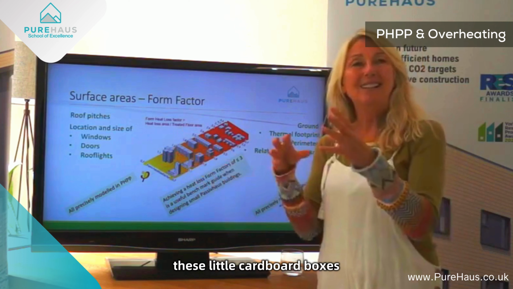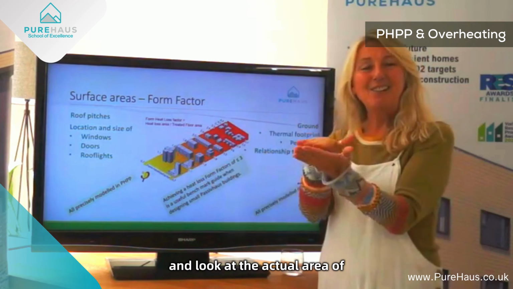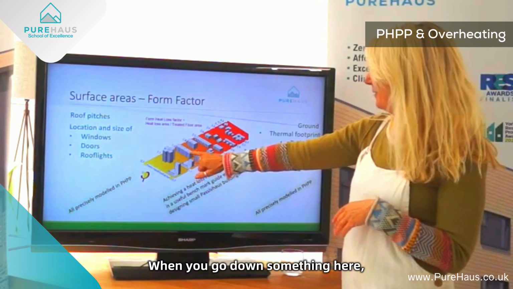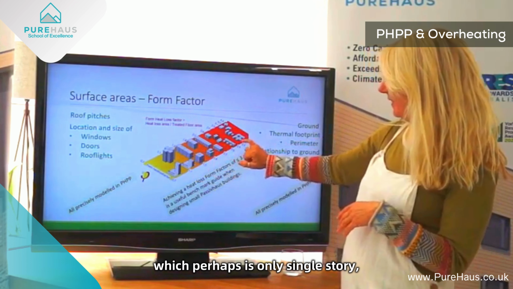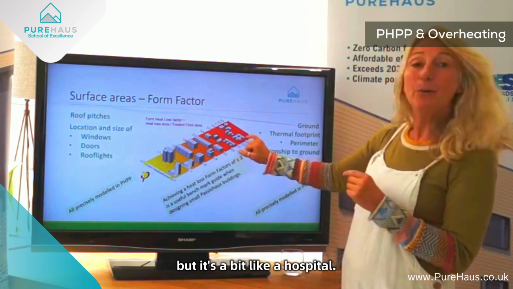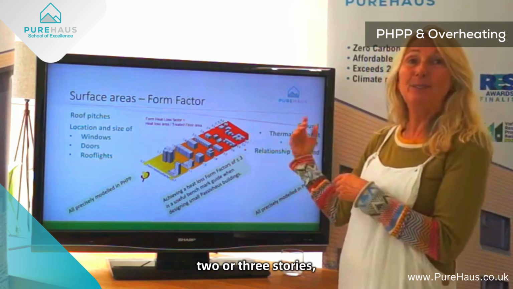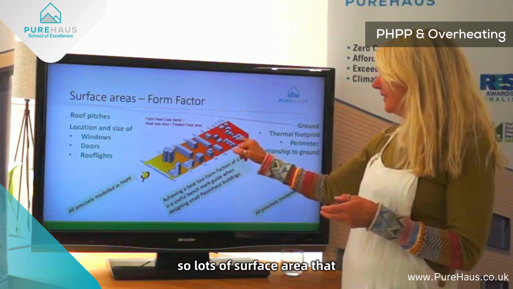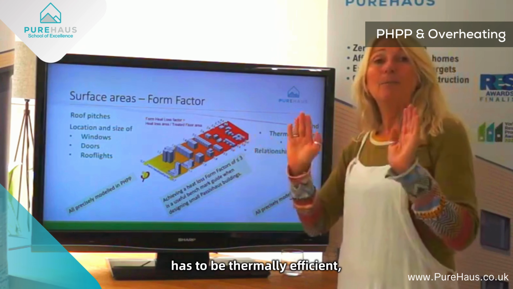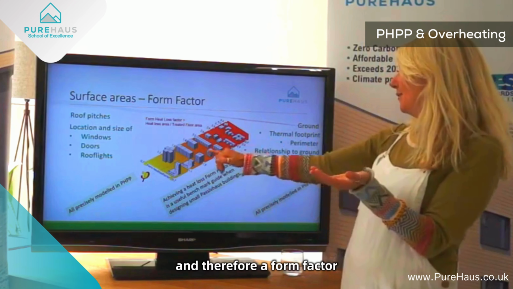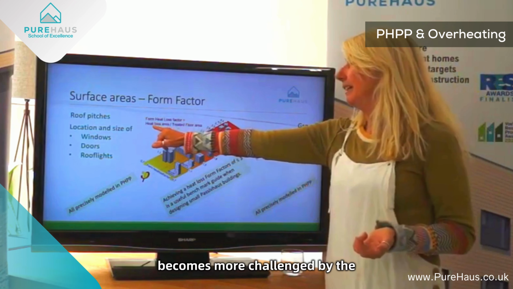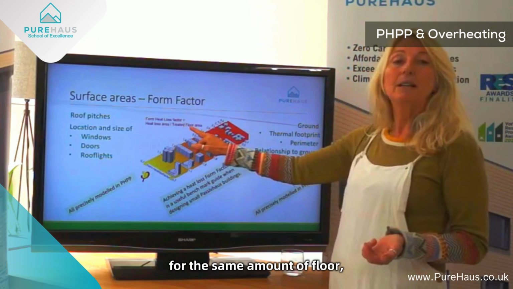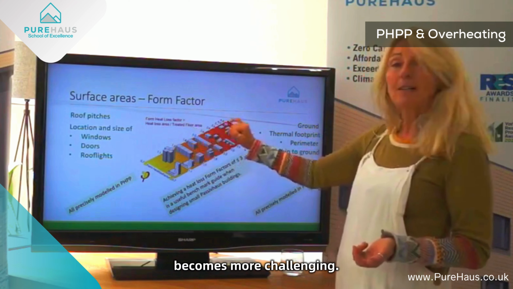When we used to do these little cardboard boxes and look at the actual area of each surface when we used to build them in our maths lessons, then when you go down to something which perhaps is only single story, but it's a bit like a hospital. Harrogate Hospital was only 2 or 3 stories, but it's got loads of quads, loads of outside courtyards, and so lots of surface area that has to be thermally efficient, and therefore the form factor becomes more challenged by the greater surface area. You can imagine if that number becomes larger for the same amount of floor, then the form factor becomes more challenging.